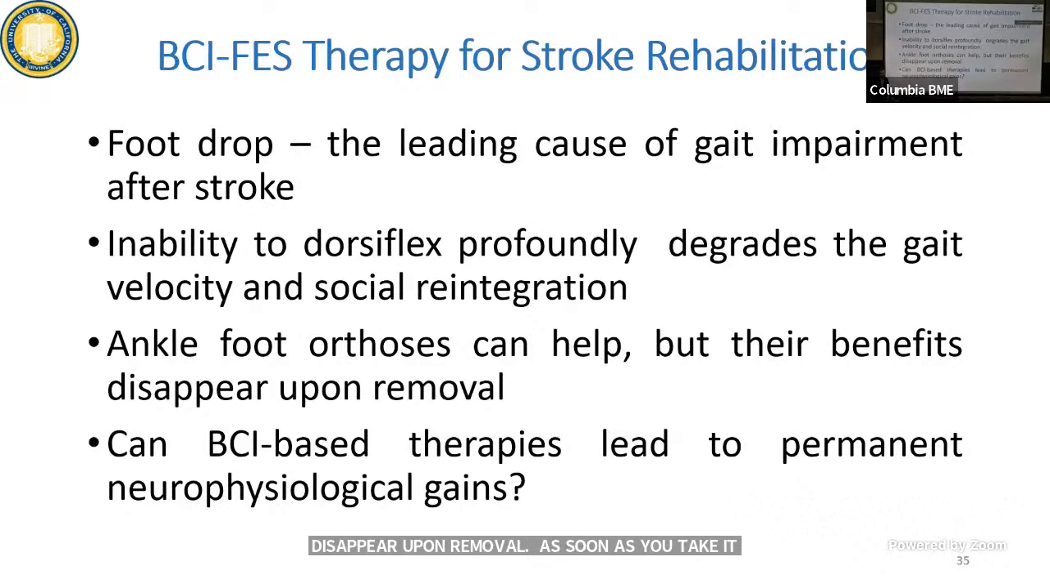So obviously you would want to regain some of that function natively and cast aside all the devices, including ankle foot orthosis. So can BCIs be part of that therapy? Can they be integrated in this sort of loop that leads to permanent neurophysiological gains?